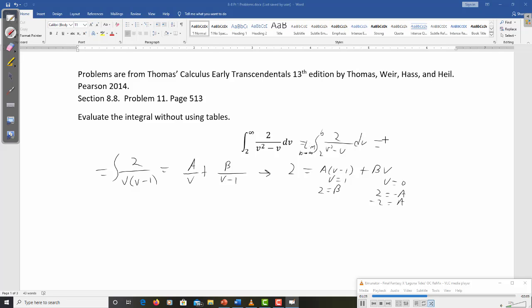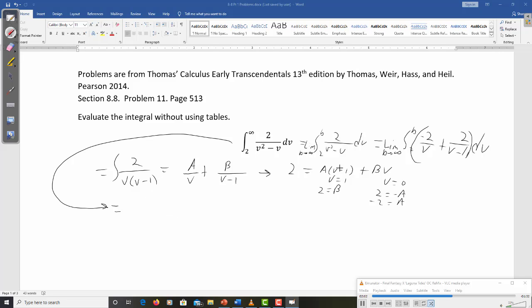So this is going to be the limit as b goes to infinity, integral from 2 to b of negative 2 over v plus 2 over v minus 1 dv. Really lost that one there. So let's see here.